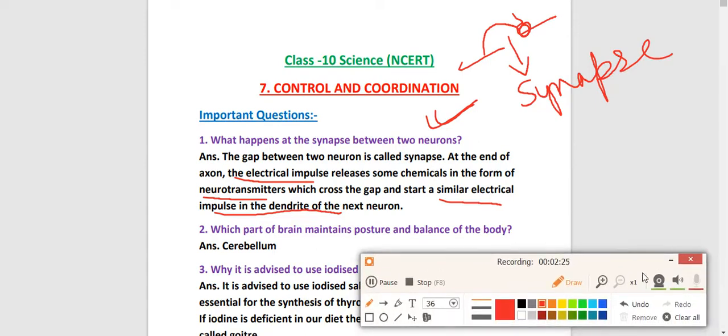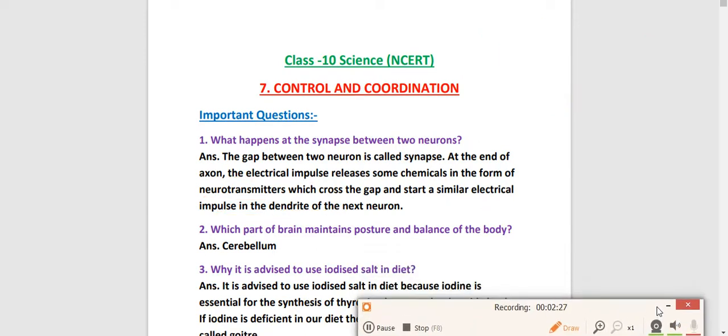Now let's come to the second question. This is a one word question. It can come for 1 mark in the exam. Which part of the brain maintains balance and posture of the body? We know that this work is done by the hind brain. And which part of the hind brain? Cerebellum. We know that there are three parts in the hind brain: pons, medulla and cerebellum. So cerebellum maintains balance and posture of the body during riding a bicycle or during walking. Cerebellum maintains our balance and posture of the body.